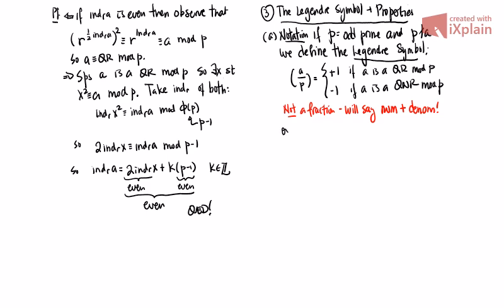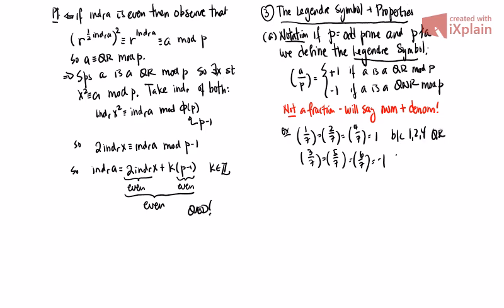So for example, we saw from before that 1 and 2 and 4 are quadratic residues mod 7. So I would write this. And 3 and 5 and 6 were not. So we would write this. These are because 1, 2, 4 are quadratic residues, and this is because 3, 5, and 6 are quadratic non-residues.